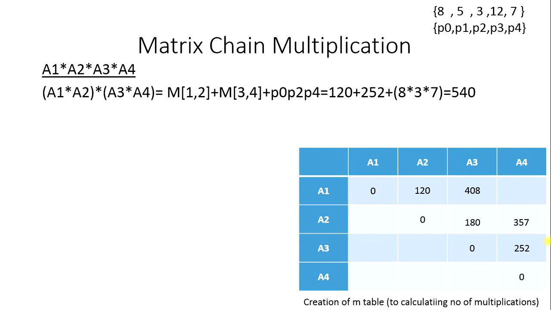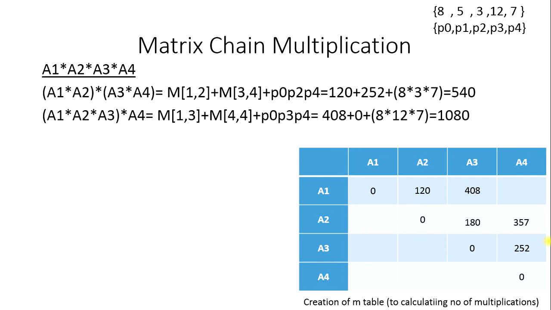Now comes P0, P2 and P4. Again, it is quite simple. 8 by 5 multiplied by 5 by 3, the resultant matrix is 8 by 3. Similarly, 3 by 12 multiplied by 12 by 7, the resultant matrix is 3 by 7. So 8 by 3 multiplied by 3 by 7, the total number of multiplications is 8 into 3 into 7, which is P0, P2 and P4. So we get 540 number of multiplications.